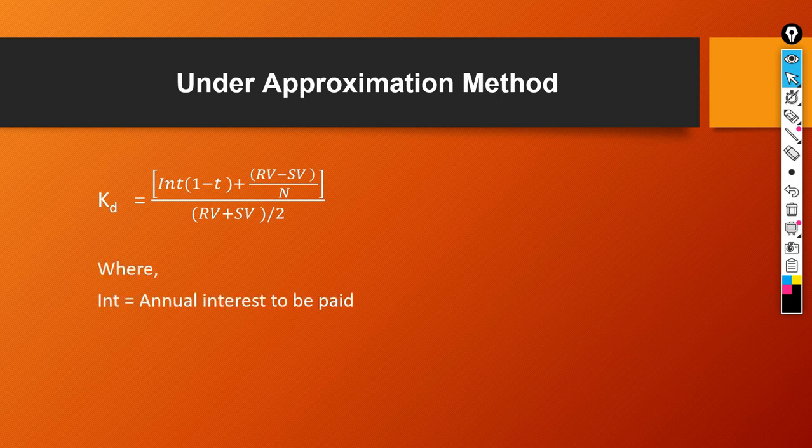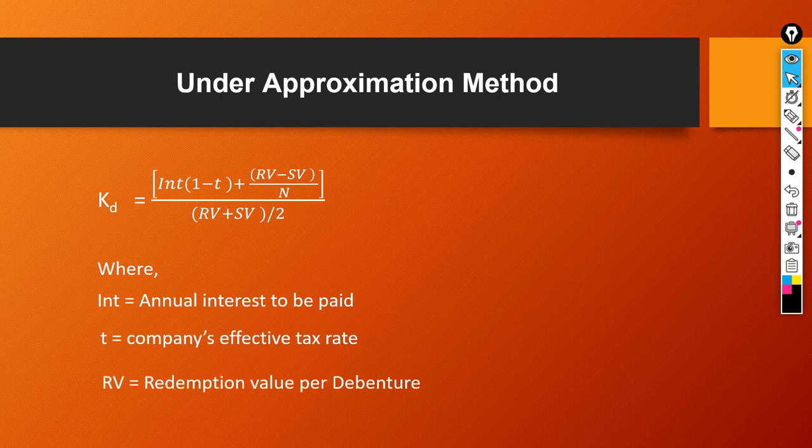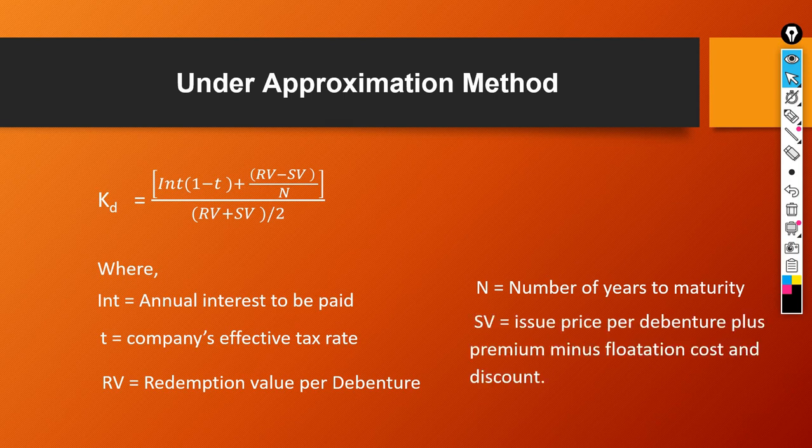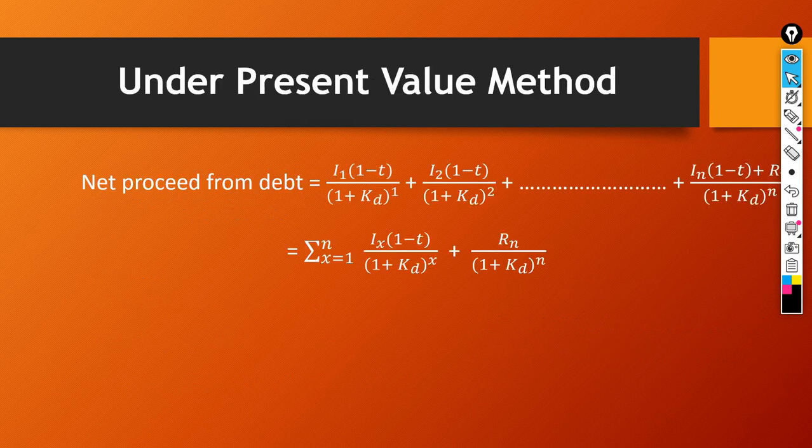where your interest will be the annual interest paid, your T will be the company's effective tax rate, RV means redemption value, that means whatever amount you are paying at the time of maturity, your N will be the number of years to maturity, and SV means issue price per debenture plus premium minus floating cost and discount. That means if you are selling your debentures at a premium, you have to add it. If you are selling your debentures at a discount, subtract the discount, and you have to subtract the floating cost.